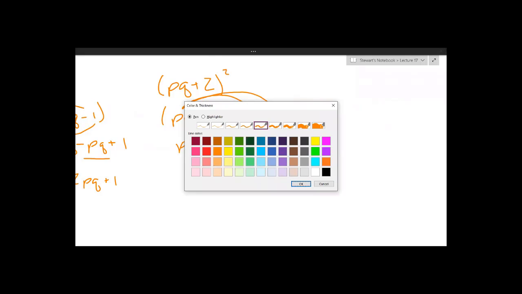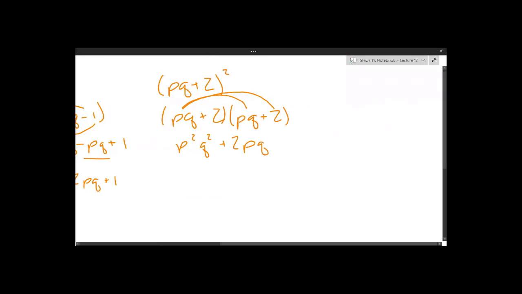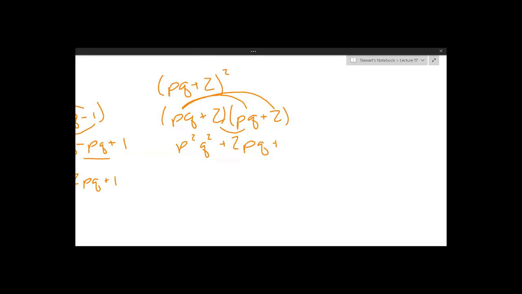We did first and first outer. Now the inner is, again, 2 times pq, so we're going to have another plus 2pq. That kind of rhymed. And then last is 2 times 2, which is just plus 4. So this one is going to be p squared q squared plus, combining like terms, again, we're going to have 4pq plus 4. Okay.